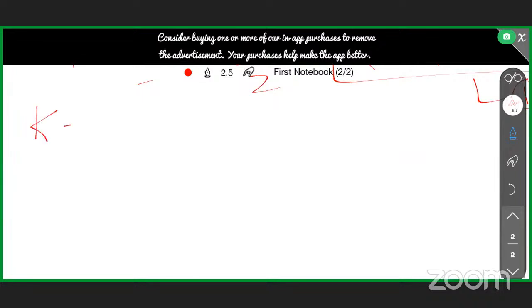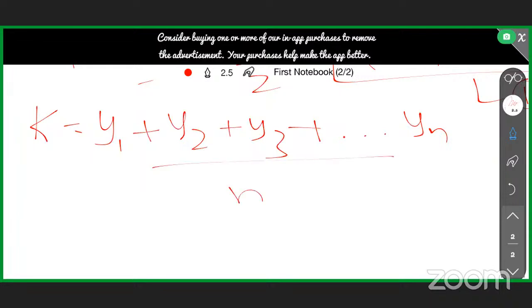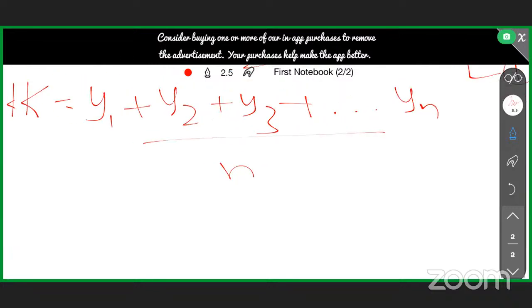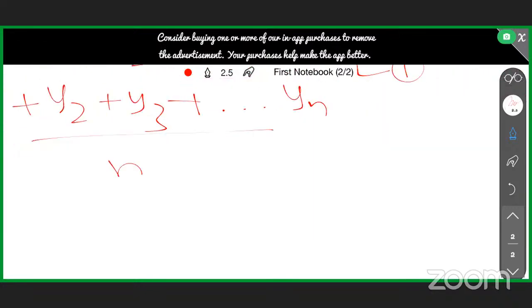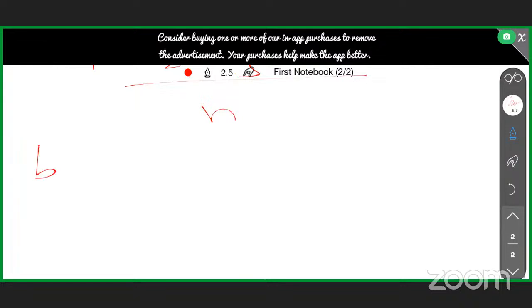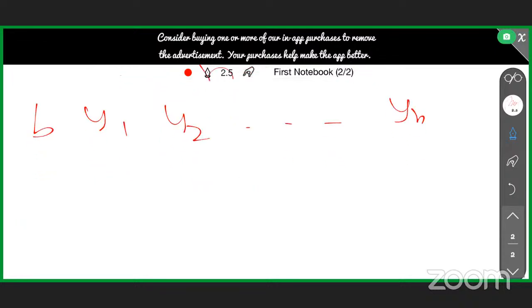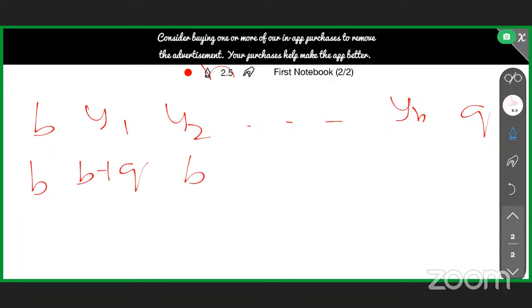What is given is k is equal to y1 plus y2 plus y3 plus and so on till yn, by n. Similarly, we use the same steps now with some other sequence. If I take the sequence b, y1 will become b plus q, where q is the common difference. y2 will become b plus 2q, and similarly yn will become b plus nq.